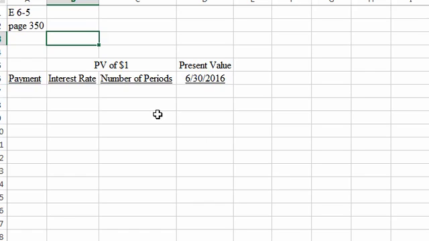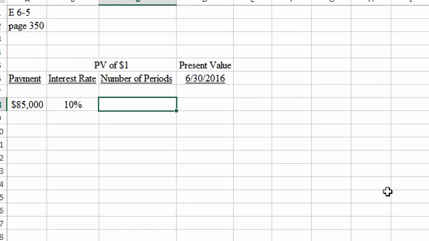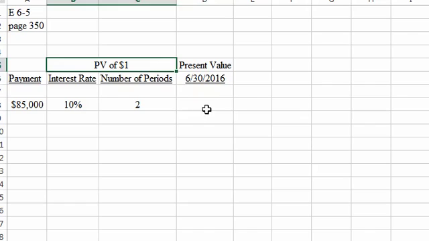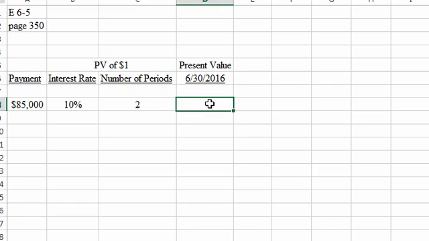Okay, so let's enter it in here. The payment to be received in 2 years is $85,000. The interest rate applicable to this transaction is 10%. Number of periods is only 2 years. So the present value on June 30th, 2016, we'll have to go to our chart, present value of $1. Again, that was on P2 in the back of your book. Okay, we come to 10%, and down to 2 periods, we get 0.82645.